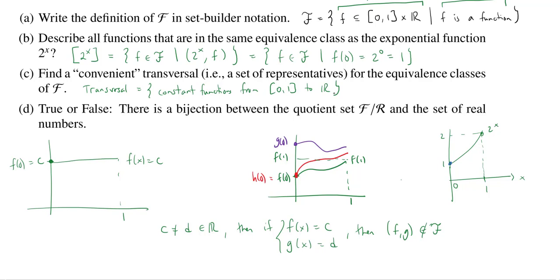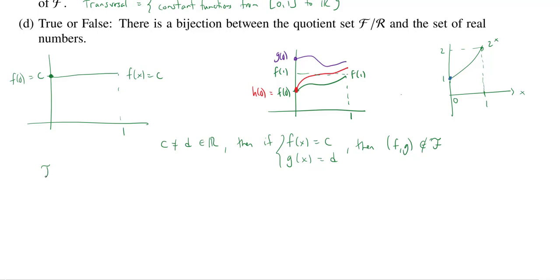Okay, final problem, true or false. Hey, what a way to end it. There is a bijection between the quotient set F modulo R and the set of real numbers. Ooh, so what is the quotient set? It's a good question. Well, the quotient set, that is precisely the set of equivalence classes. Okay, so let's write that down.